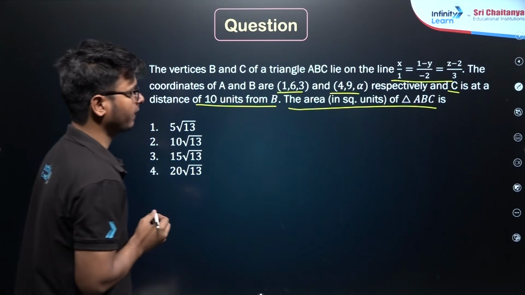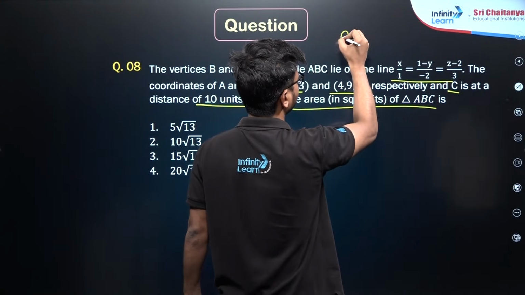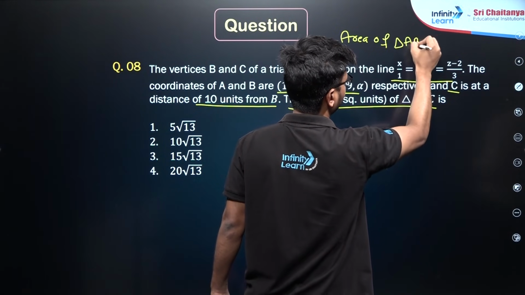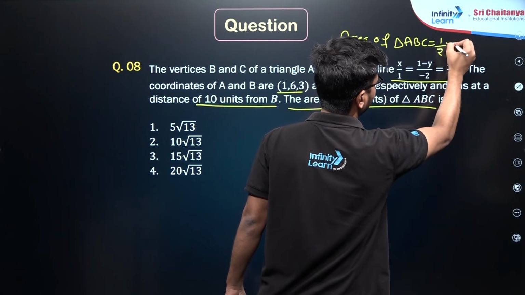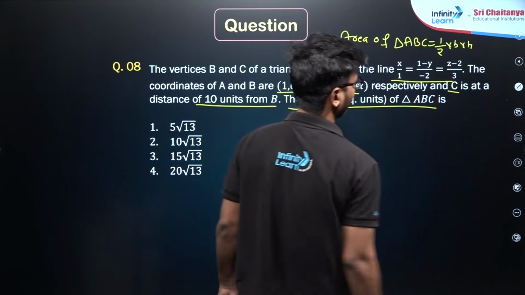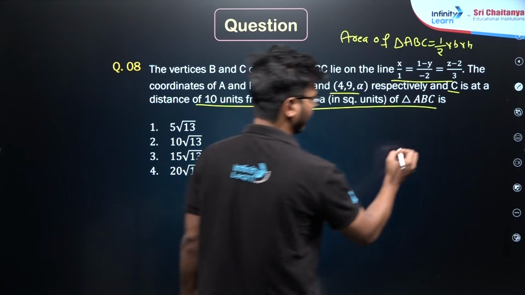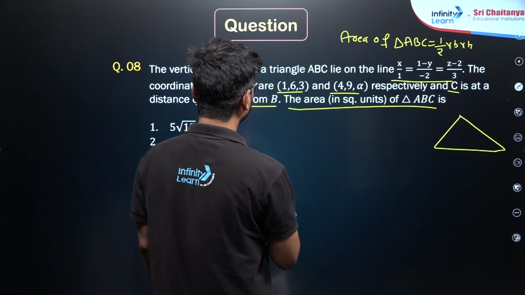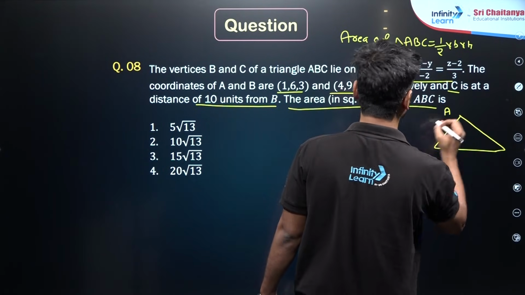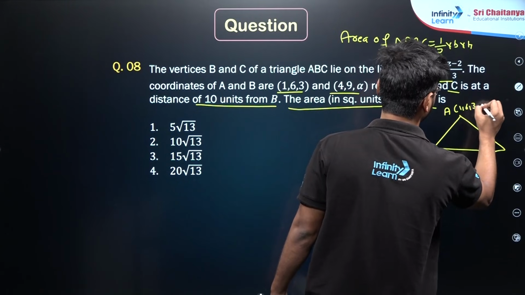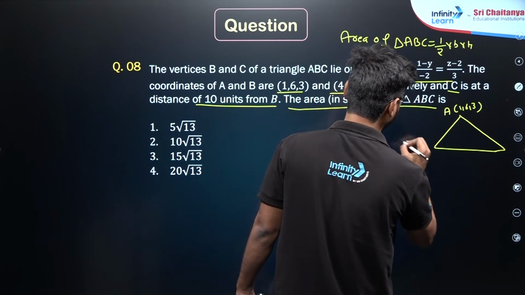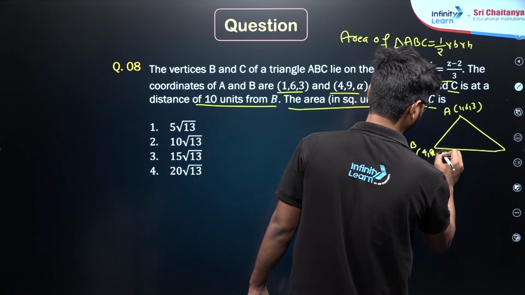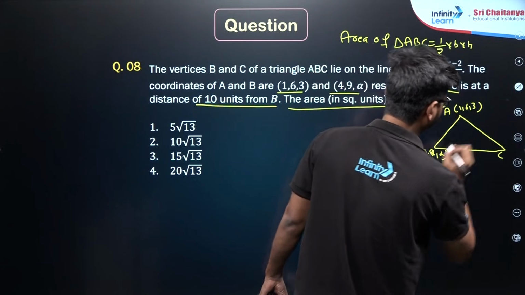So we all know the area of a triangle formula, that is nothing but, I can write, area of triangle ABC is equal to half multiplied by base multiplied by height. Okay. So if I draw the triangle here, let us assume this is my triangle. A coordinates we are given with. So A is nothing but 1, 6 and 3. B is given, so B I can write 4, 9 and alpha. Okay, and here there is a coordinate C.